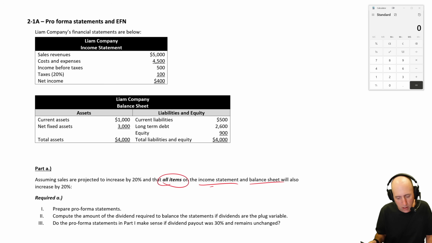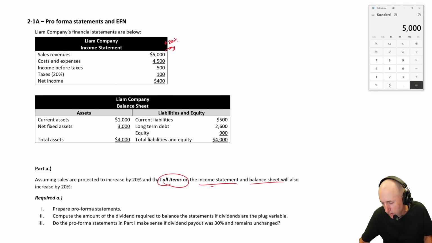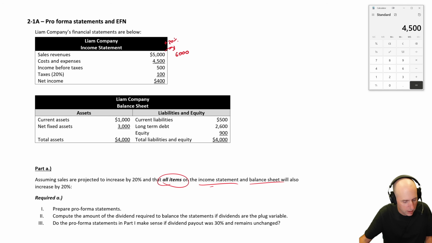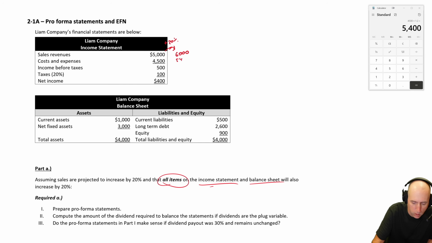Okay, so if our sales are going to go up by 20%, how do we make them increase from 5,000 to plus 20%? Well, you're going to add 20%, so you're going to add 1,000 to that. The way you do that on a calculator is 5,000 times 1.2, right? 120% is 1.2. They're going to be $6,000 next year if they increase by 20%. Costs, if they're expected to move with sales, which is a pretty reasonable assumption for most companies, go up again by 1.2. They're going to be at 5,400.